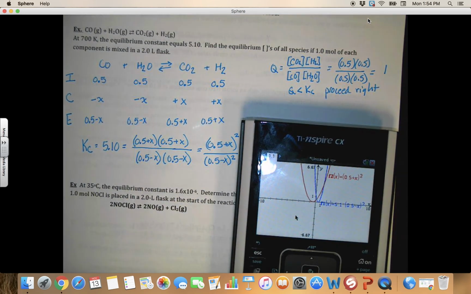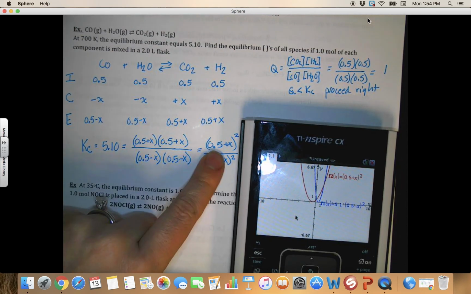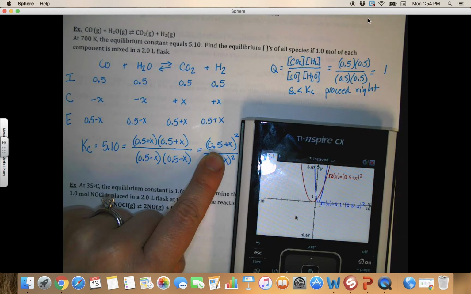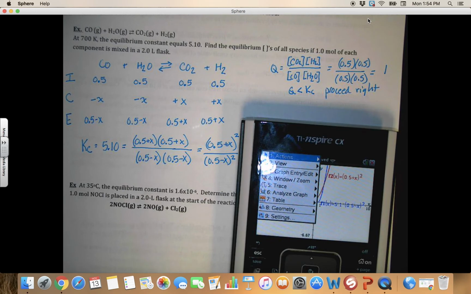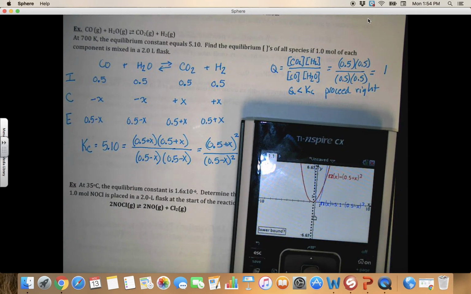Now, a note about this. Whatever x is, it can't be negative. This is going to be a positive value, so that can help you find this. And also, think about this. I'm starting with 0.5, so I can't lose more than 0.5, because then I'd wind up with a negative concentration of something, and we can't destroy matter. So, in order to find the intercept here, I'm going to go Menu, Analyze, which is 6, for intersection, to kind of eyeball it.